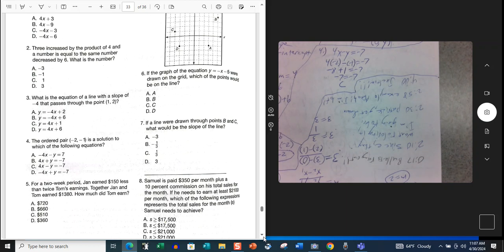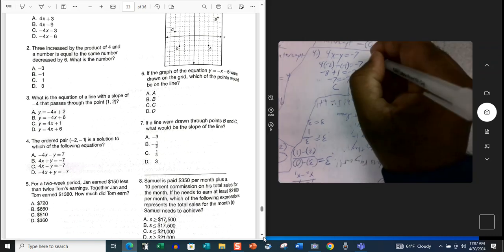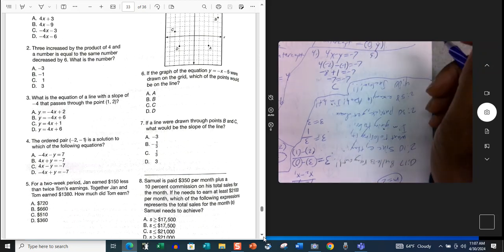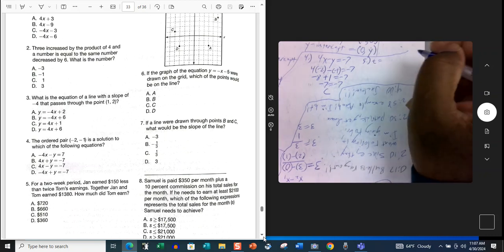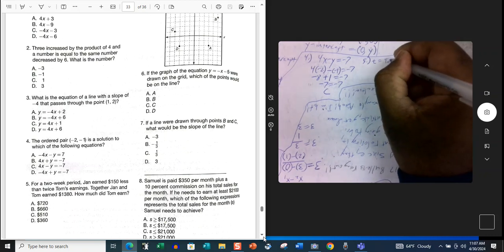It says for a 2-week period, Jane earned $150 less than twice Tom's salary. Together, Jane and Tom earned $1,380. How much did Tom earn? Okay, so now, first of all, we have to set up our variable here. Now, since we're dealing with earnings, we can use T. So we'll use T would be Tom's earnings.